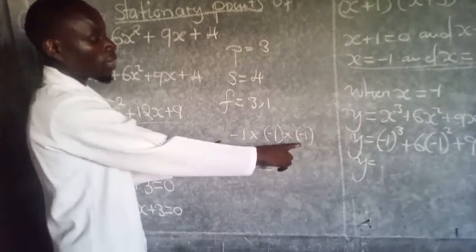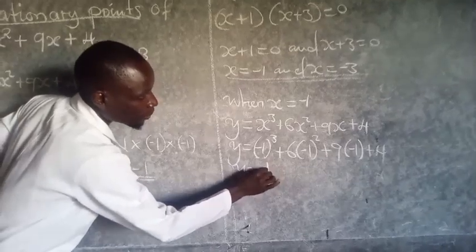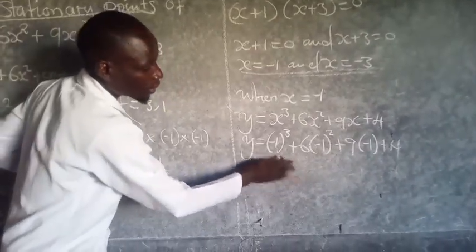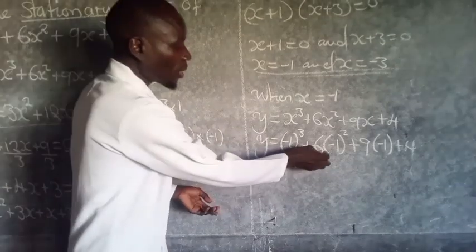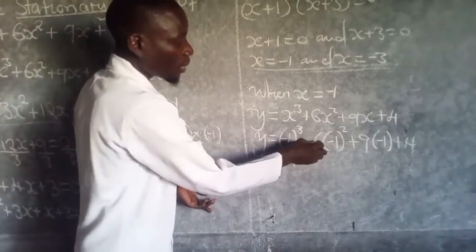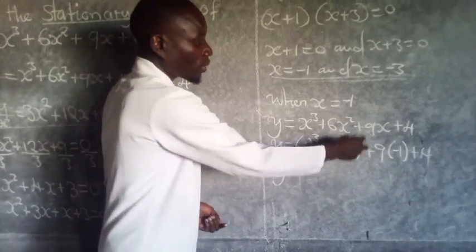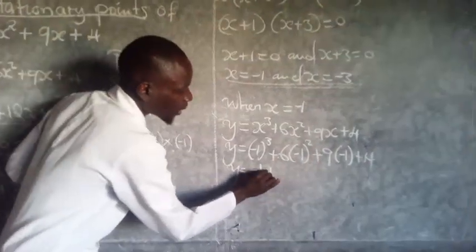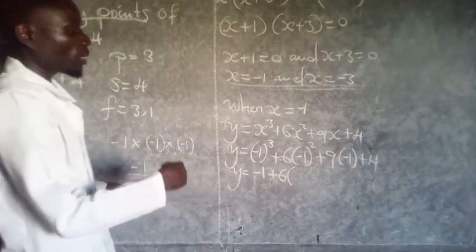Positive 1 times negative 1, the answer will be negative 1. So, you write negative 1 here. Then plus positive 6 times the number inside. First work out what is in the brackets. So you say plus 6, open, negative 1 times negative 1.